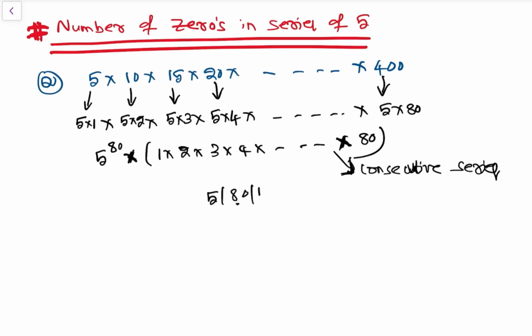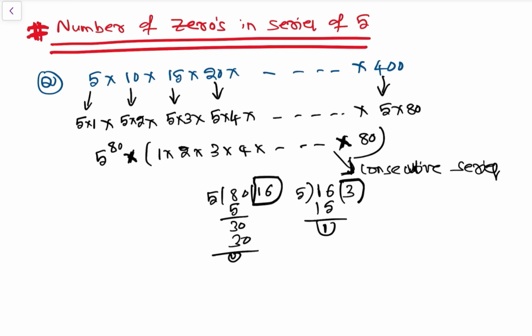So that is 16 fives, and 30 divided by 5 is 6. So 16 we need to divide, so 16 divided by 5. So 5 3s are 15 and 1 is the answer. So 16 and 3. So 16 plus 3 is 19, so this is 5 to the power 80 into 5 to the power 19.